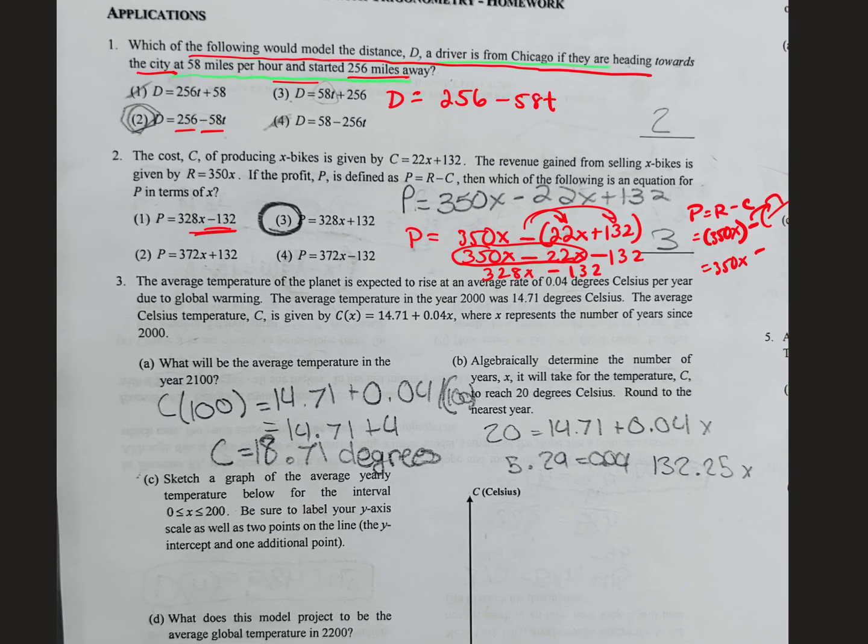Number 3 here, the average temperature is given by this equation, and x is the number of years since 2000. So 2100, yep, that looks right. Plus 4, yep, 18.71. That one checks out. We'll take 20 degrees, subtract 14 from both sides, 0.004. I'm going to take your word for this one.